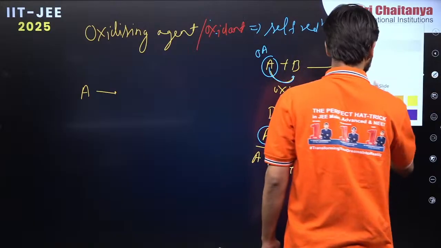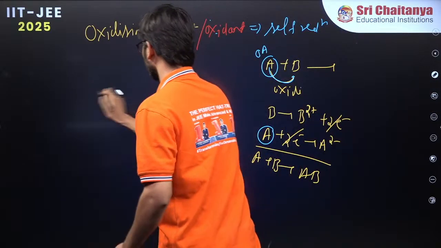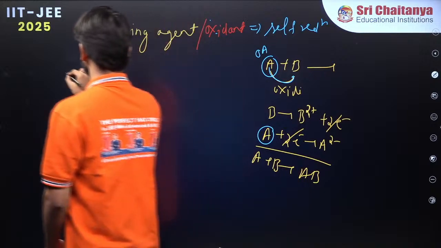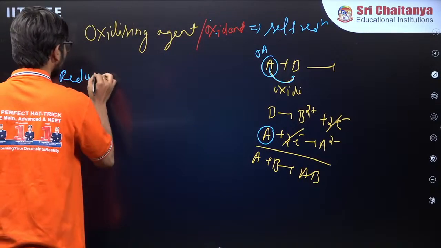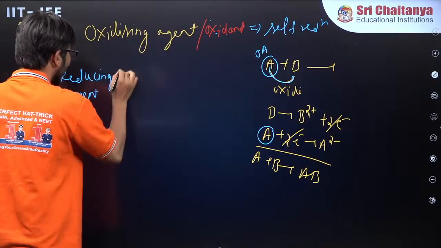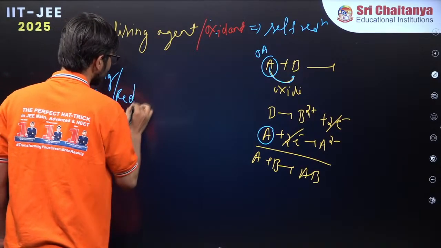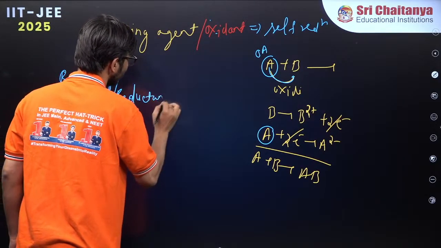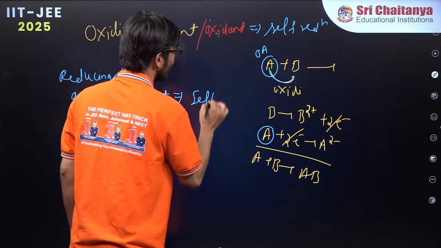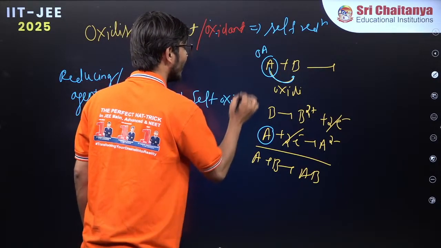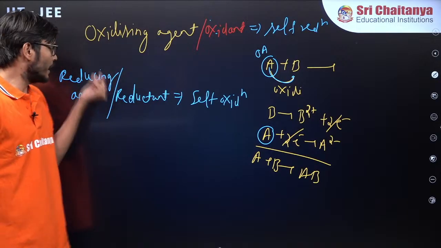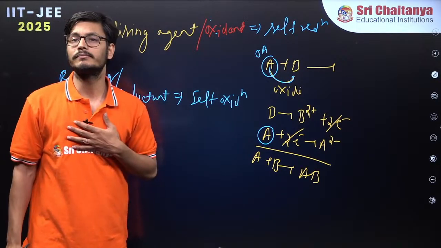So what is a reducing agent, sir? Very easy. What is a reducing agent? A reducing agent is known as a reductant. इसका क्या हो जाएगा बोलो बेटा जी? This is called self का oxidation. Very, very easy. भूलेगा ही नहीं कभी. You will never forget. Reducing agent मतलब क्या? Reducing agent means self का oxidation.